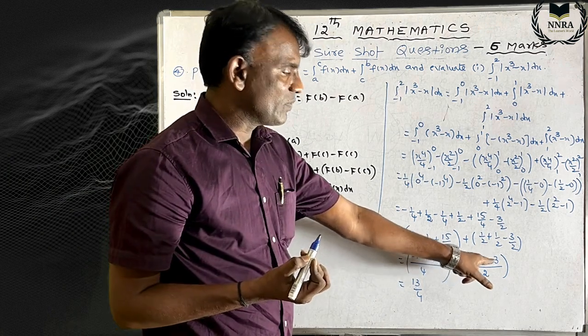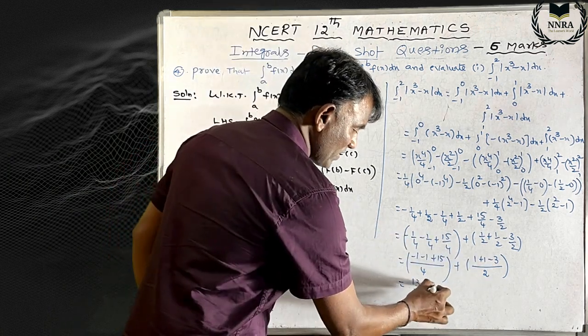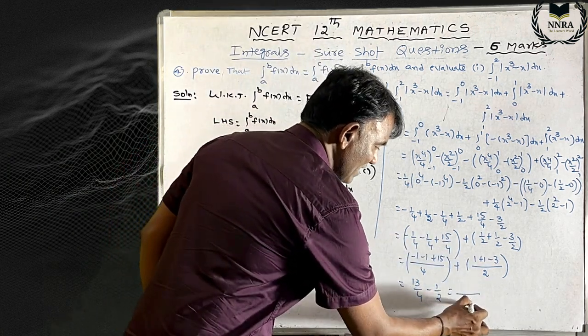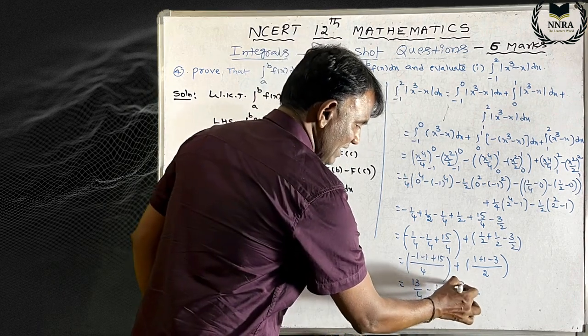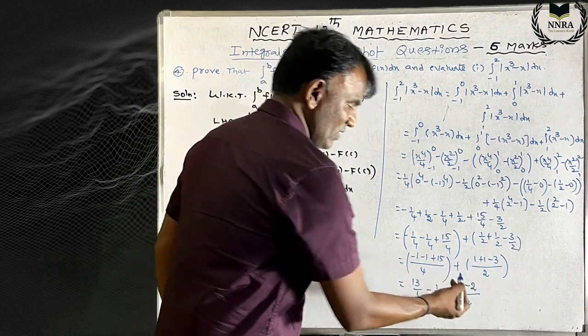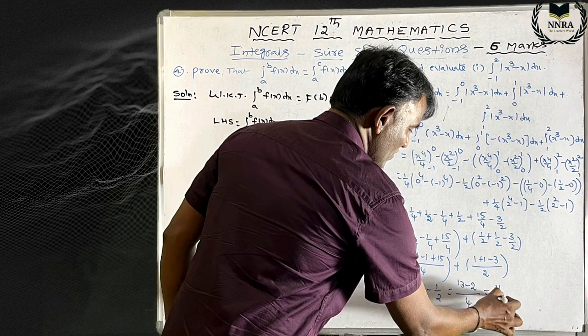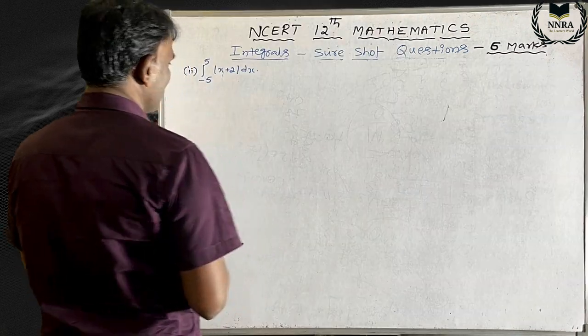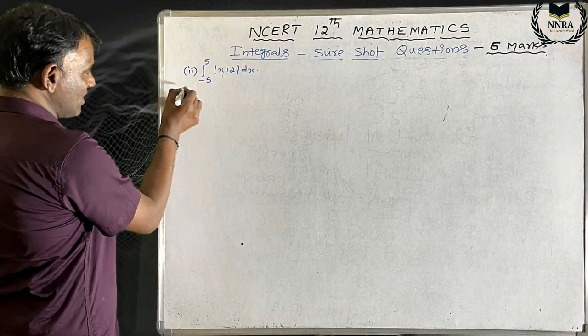And 1 plus 1, 2 minus 3 minus 1. So minus 1 by 2. Again LCM is 4. Then it is 13. Minus 1 into 2 is 2. So 13 minus 2 is 11. So 11 by 4 is the answer. Okay. This is second question.